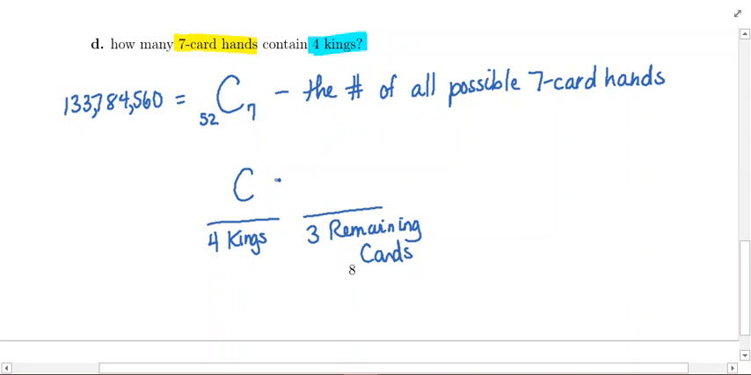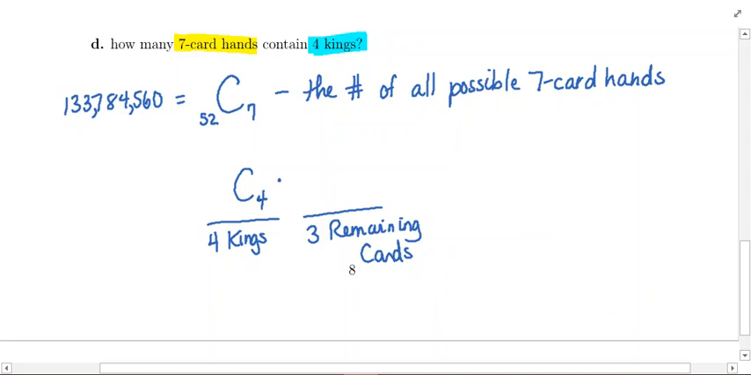Let's talk about the kings first. We need to make sure that we choose all the kings in our hand. We end up with all 4 kings. So choosing the kings is going to be a combination, because that's what happens when we're dealing with hands of cards. If we're just looking at selecting the kings, we're choosing all 4 kings to be in our hand.